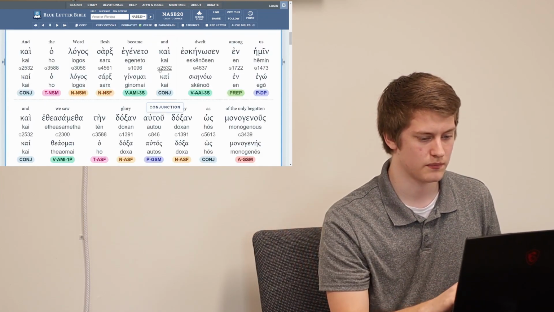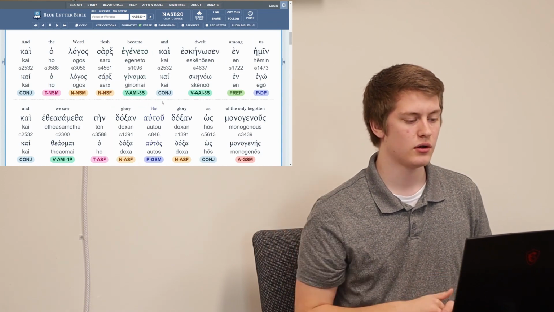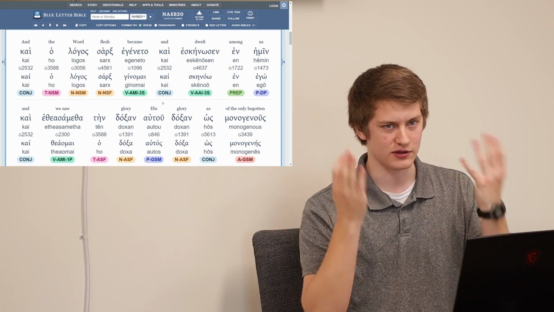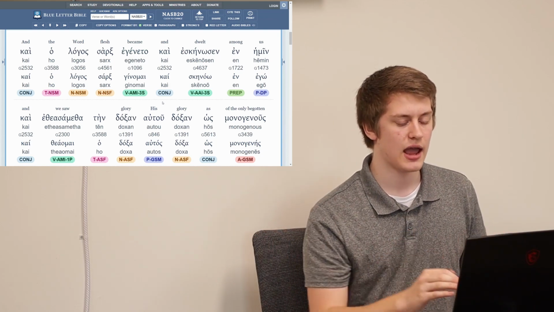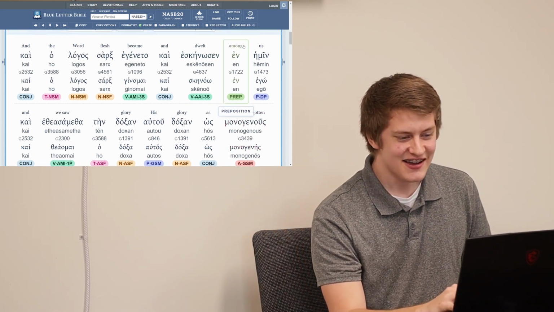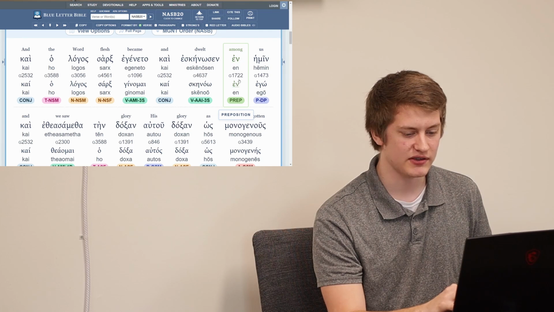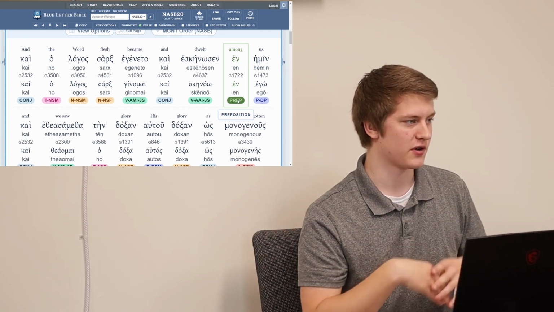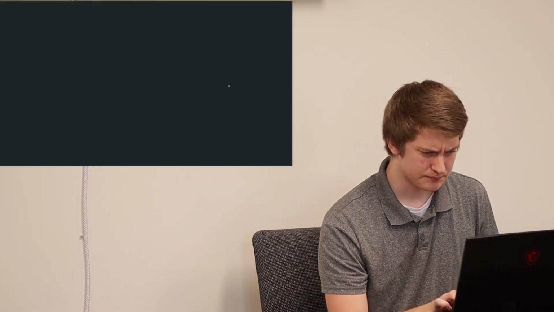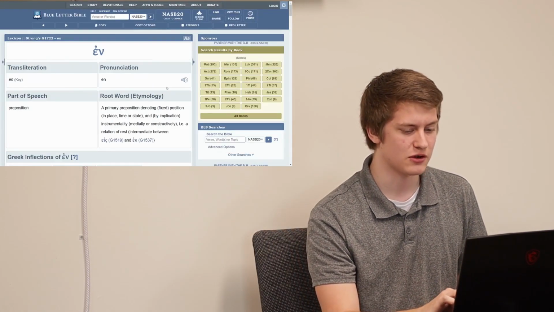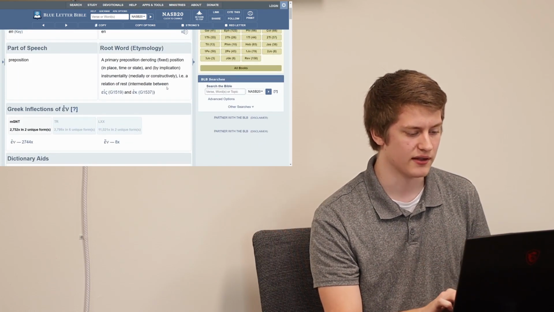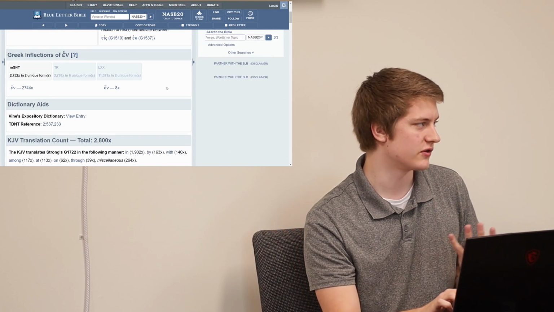Okay, cool. So we have "and the Word became flesh," and we have that kai, which we kind of glossed over a little bit, but another kai: "and the Word became flesh and dwelt among us." So, "among." This is a preposition, because if you hover over it, it says prep, which is just short for preposition. If we look at this, you can notice something interesting. This word doesn't have a lot of etymology because it's just a preposition. Prepositions usually don't.